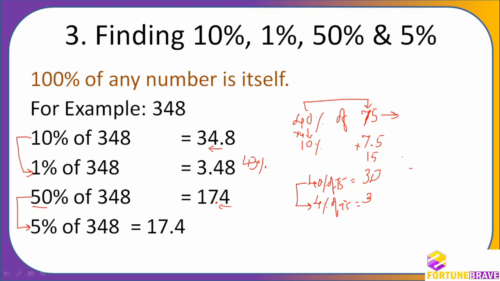Now, some of you may say this is difficult, sir. We can directly do 44% divided into 75 and we'll be able to find it faster. I do not agree with it.